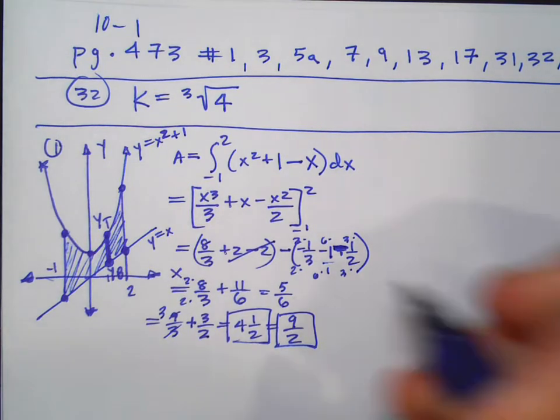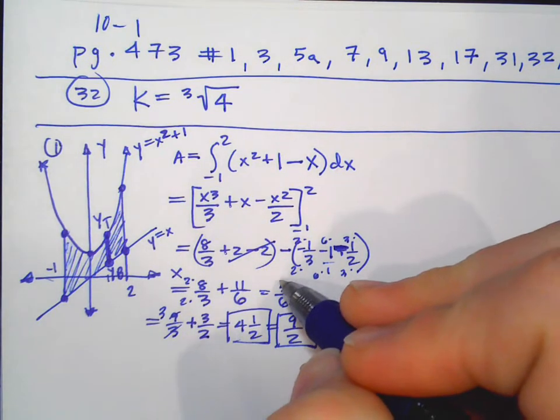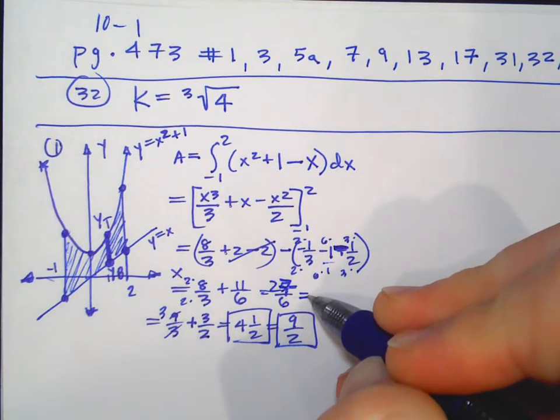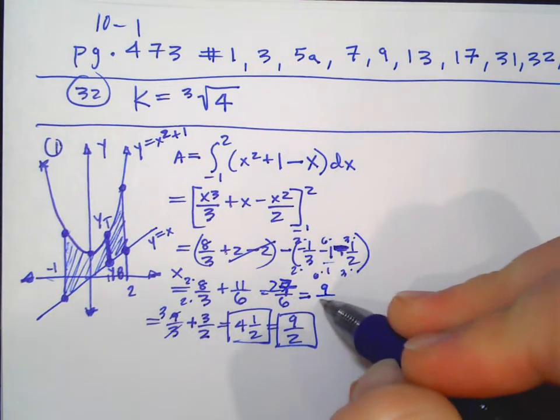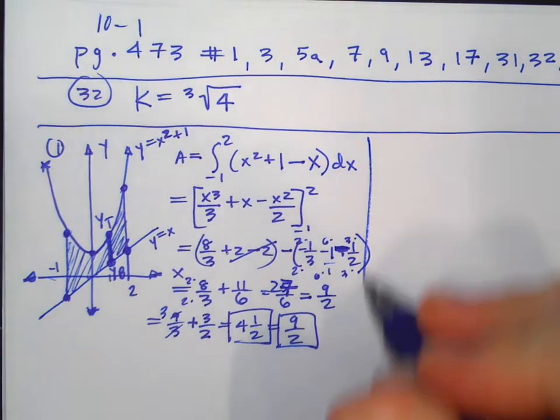Oh, well, maybe this makes sense. It's 16 plus 11, so it's 27 over 6, which if you reduce a 3 out of the top and bottom, you get 9 over 2. Okay, yeah, we got the same answer. I just messed up right there at the end. So it is 9/2, 4.5. Okay.